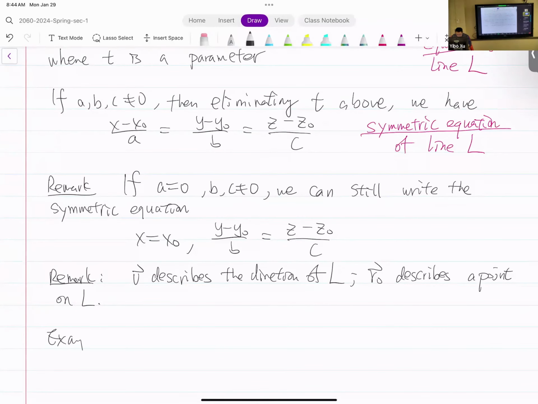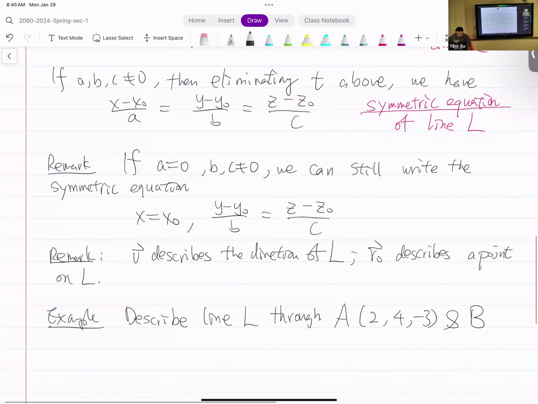Example: describe line L through the following 2 points. A with components 2, 4, -3, and B with components 3, -1, 1.